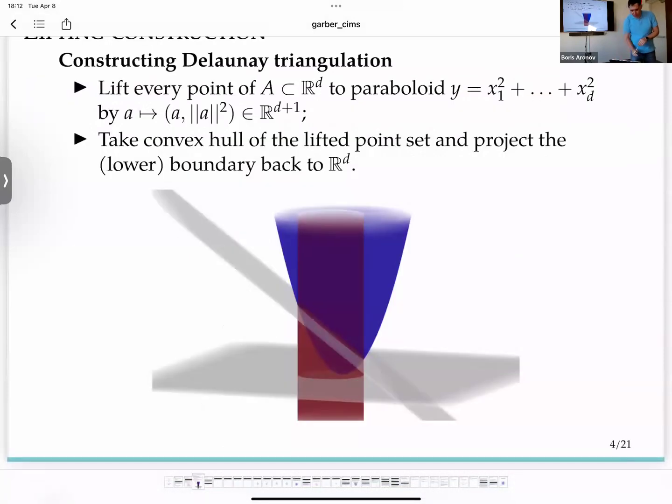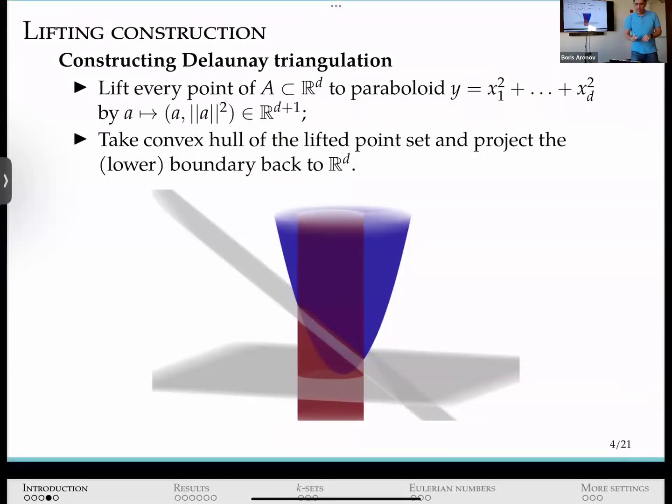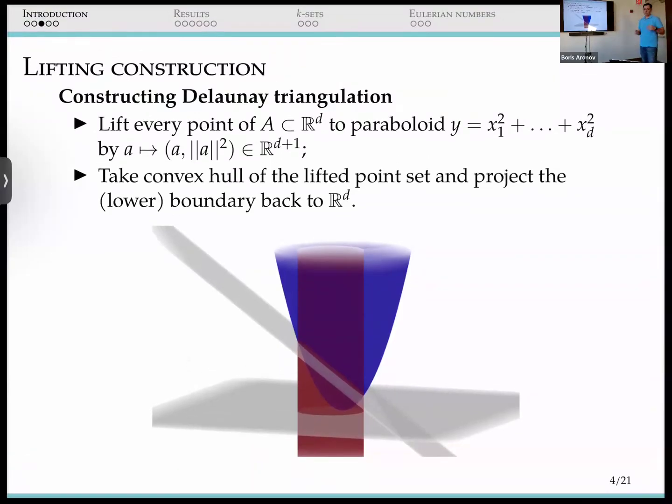The proof of that I like the most is the following. I consider the following lifting construction. I lift every point of my set onto the standard paraboloid, y equals sum of squares. Then I consider the convex hull of the lifted points, and the boundary of that convex hull. For a finite point set, I need the lower boundary. For the whole space, I can just take the whole boundary and project it back onto d-dimensional space. Then I get that triangulation.